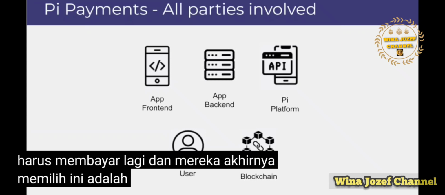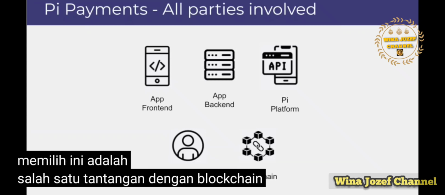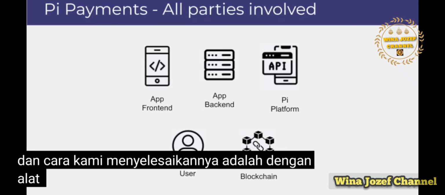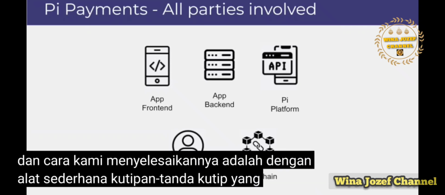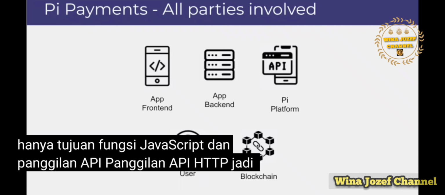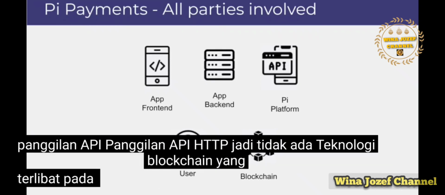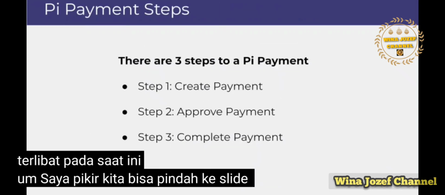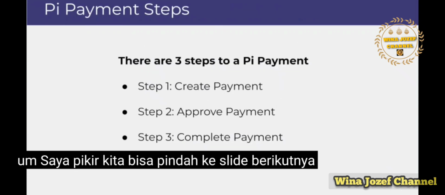This is one of the challenges with blockchain. And the way we're solving it is with quote unquote simple tools, which are just JavaScript function calls and API calls, HTTP API calls. So no blockchain tech involved at this point. I think we can move to the next slide, please.